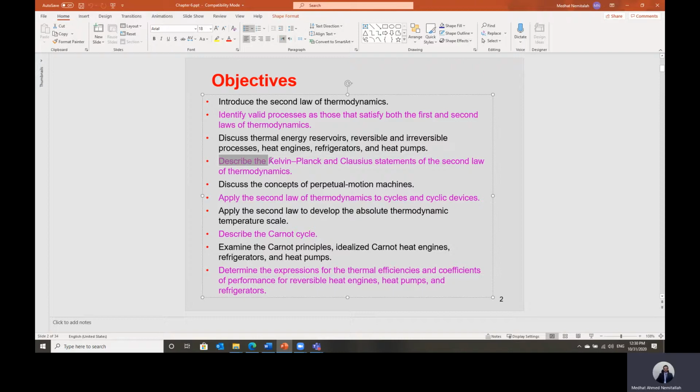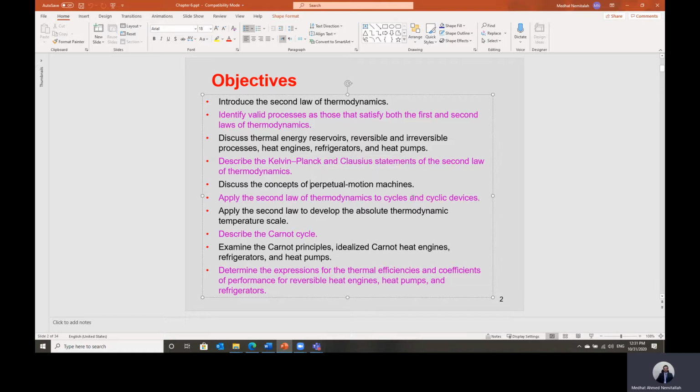We'll talk about the two statements of the second law of thermodynamics. We have the Kelvin-Planck statement, which is applied to the case of the heat engine. And we also have another statement, called the Clausius statement, which is applied to air conditioning, refrigeration, and heat pump systems. Also, we'll discuss, inshallah, the concept of the perpetual motion machine, which are machines that violate either the first law or the second law of thermodynamics. So actually, those machines are just virtual machines. They cannot come into operation.